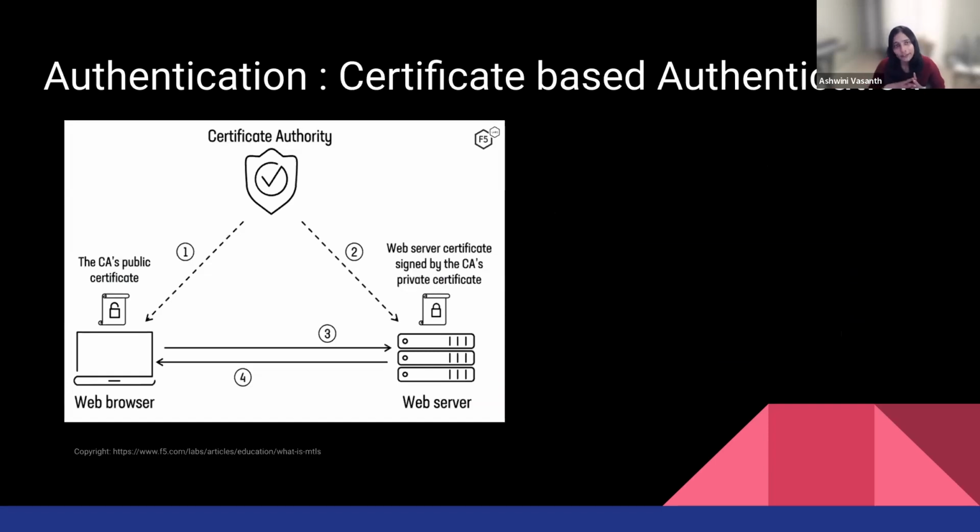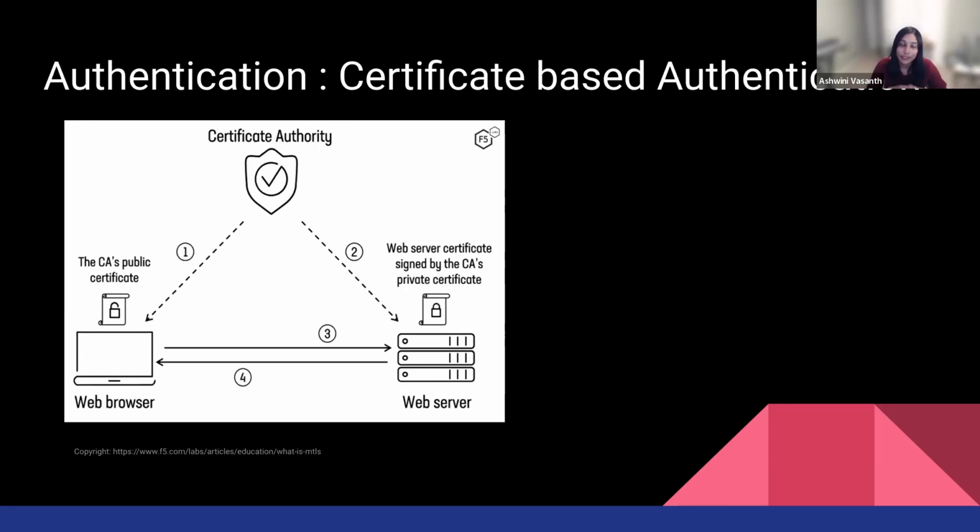Now, coming to certificate-based authentication. The way certificate-based authentication works is that your browser, which is essentially the client, right, and the web server basically trust something called a certificate authority. So a good parallel over here is we all trust the DMV. When the DMV issues us a driver's license, then everybody accepts that that's a valid identity proof, right?